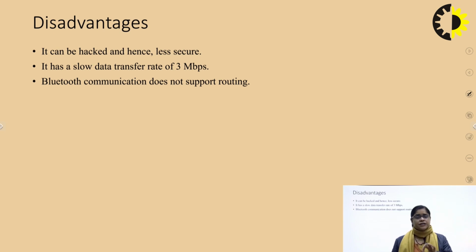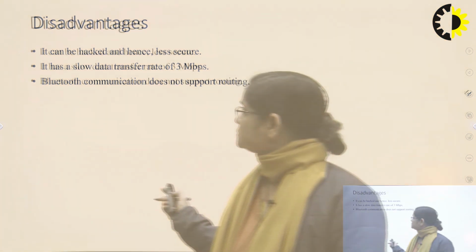Now, it has a very slow data transfer of 3 Mbps. So whenever we are transferring or sharing data, its speed is very low, right? Now, Bluetooth communication does not support routing. So when we want routing, or for the smallest distances we are using, Bluetooth is not the right approach. So these are the disadvantages of Bluetooth.